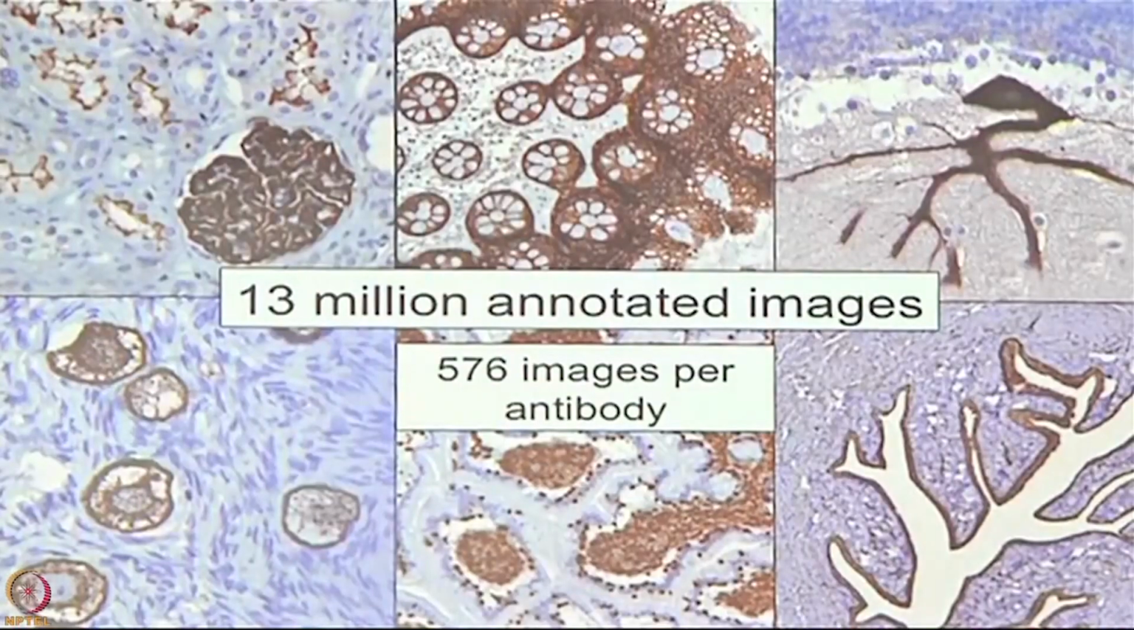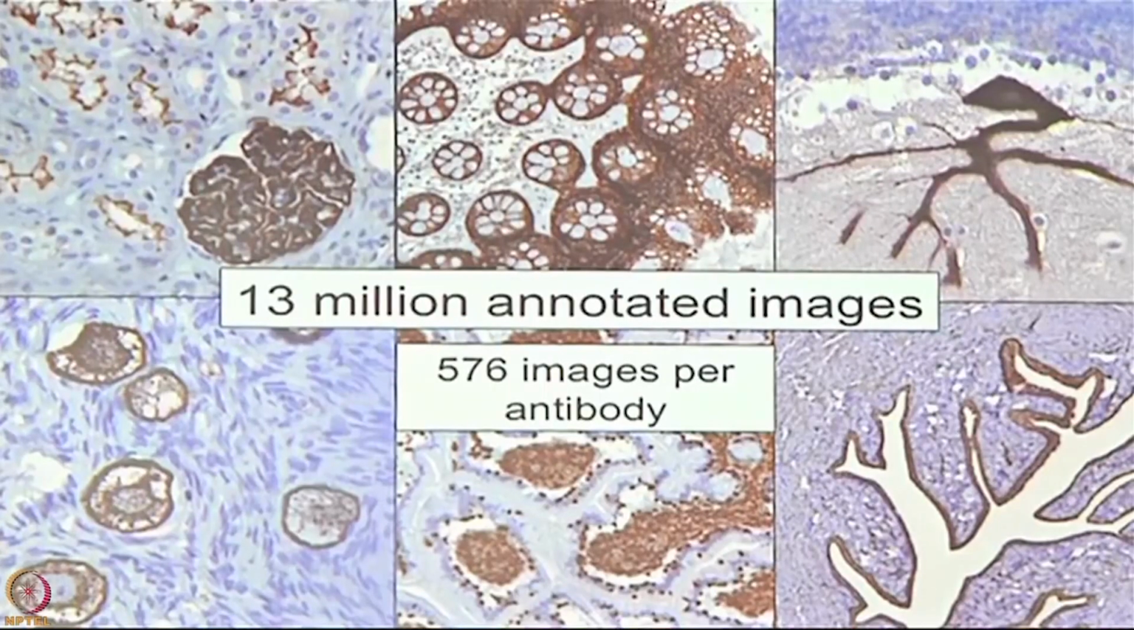So that's the job that Indian pathologists did. We looked at 13 million images over a period of 7 to 7.5 years. It's the largest effort in human history. And every image on the atlas has been annotated by an Indian surgical pathologist.